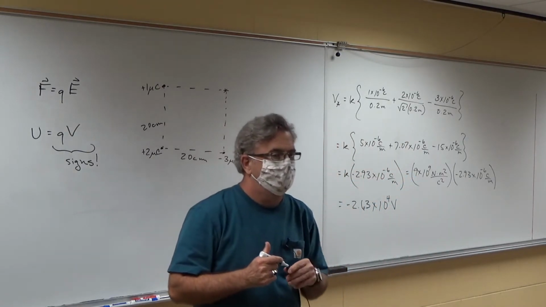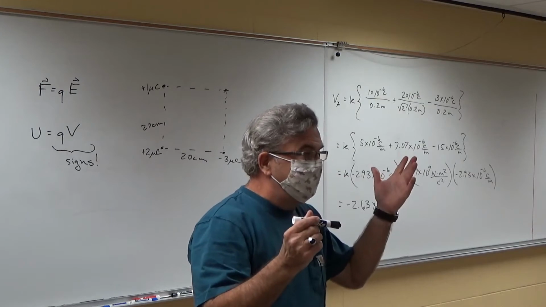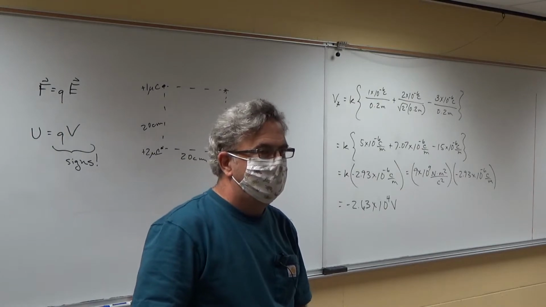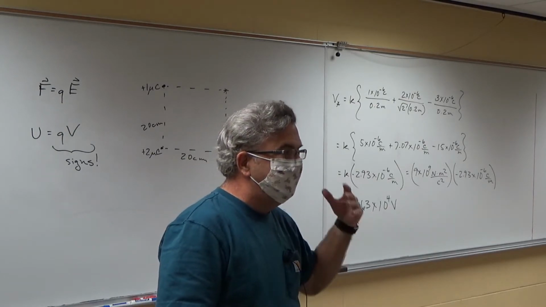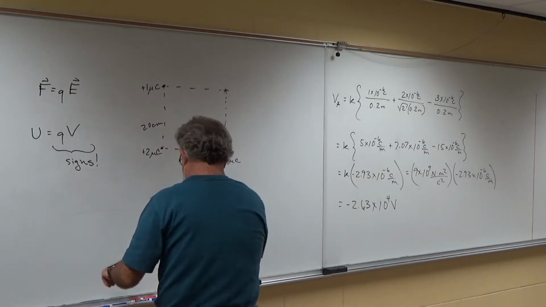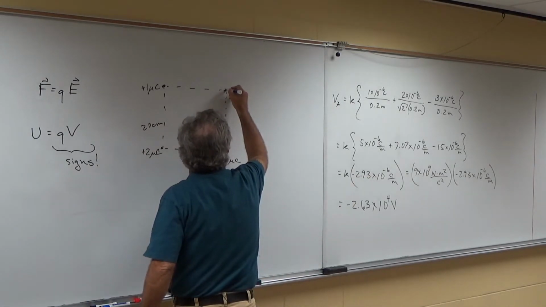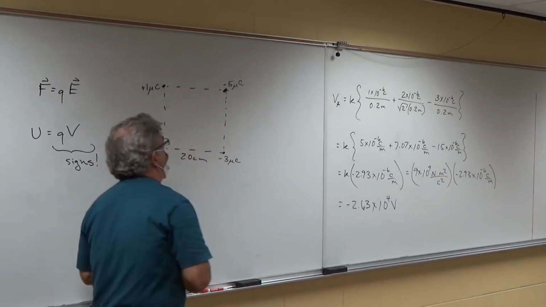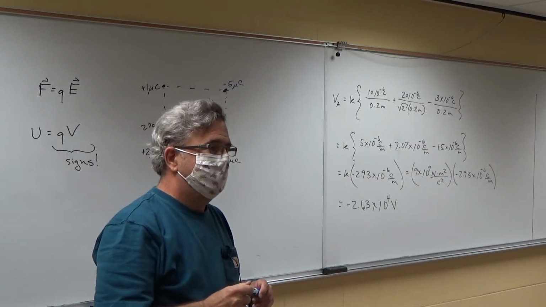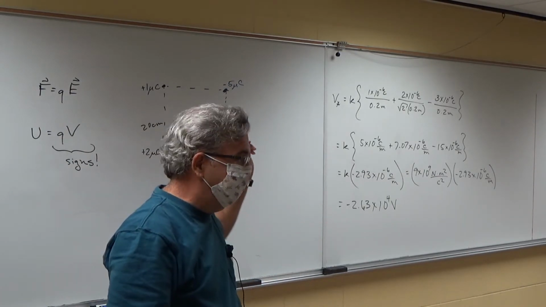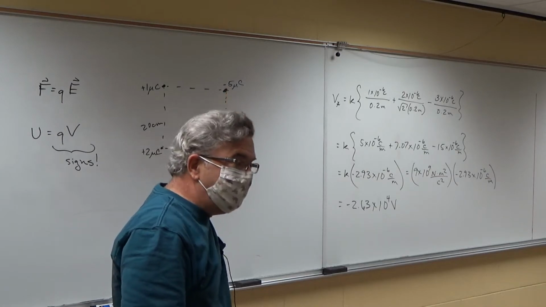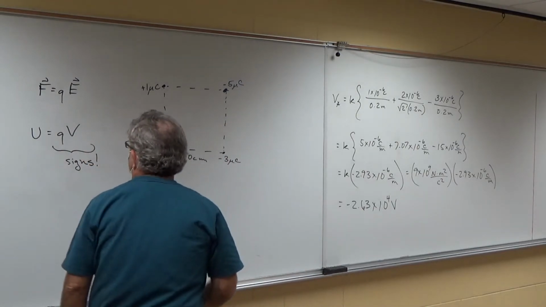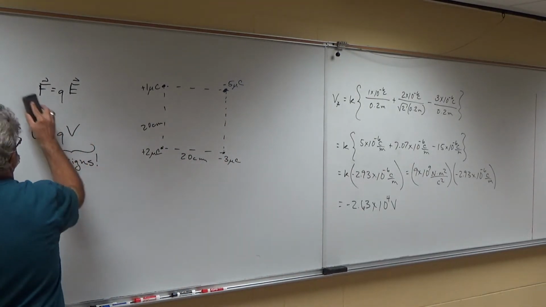Okay. That's the potential at that point. Just added it up. If I place a charge at that point, let's say I place a negative 5 microcoulomb charge at that point, the potential energy of that charge at that point with respect to infinity is QV. It's just Q times V.